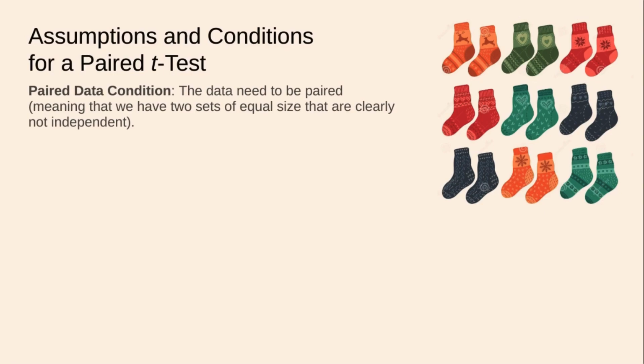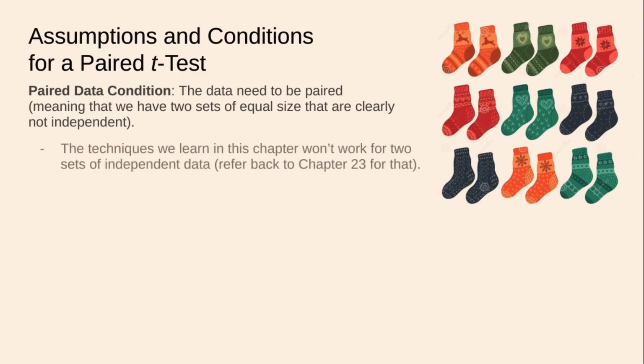The data need to be paired. That means we have two sets of equal size that are clearly not independent. If the sets are independent, you would use the technique from chapter 23. So the techniques we learned in this chapter will not work for sets of independent data. Look back at chapter 23 for techniques on how to do that.